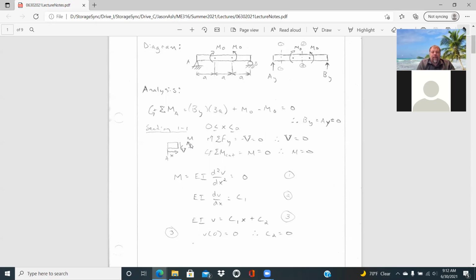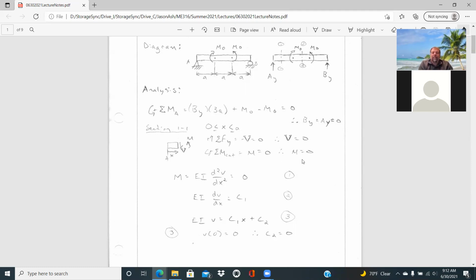And if you wanted to clarify, you could always put a V1 and M1 here to designate that as the first section, but I just have it all contained here under the first section. But if you sum forces in the Y, you just end up with a minus V is equal to 0, which tells you that your internal shear force is 0 along that entire first section. And same thing with summation of moments at the cut. All you have is the internal moment, nothing else, since there's no Ay. And so it tells you that your internal moment is 0.